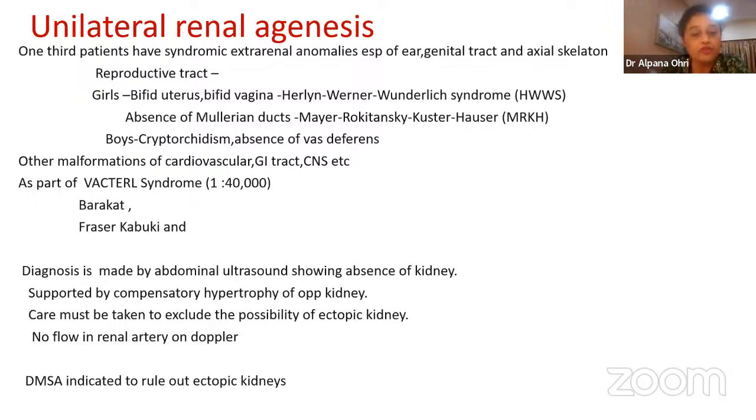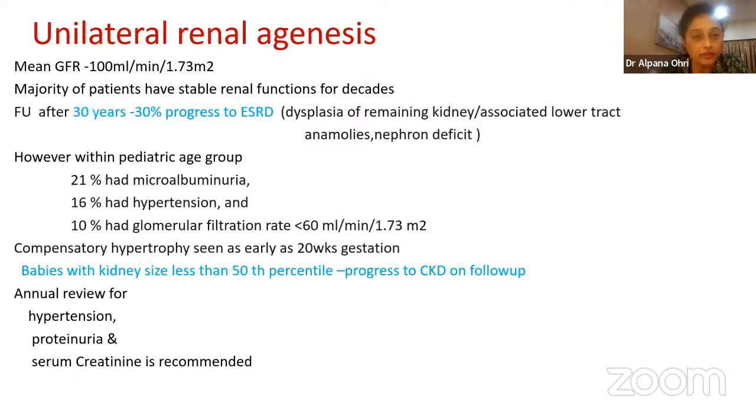Postnatally, if such a condition is diagnosed, we must again do DMSA to rule out ectopic kidney and to look at the status of the opposite kidney. Most of the patients with unilateral renal agenesis maintain GFR close to normal in their pediatric age group, and they have stable renal functions for decades.